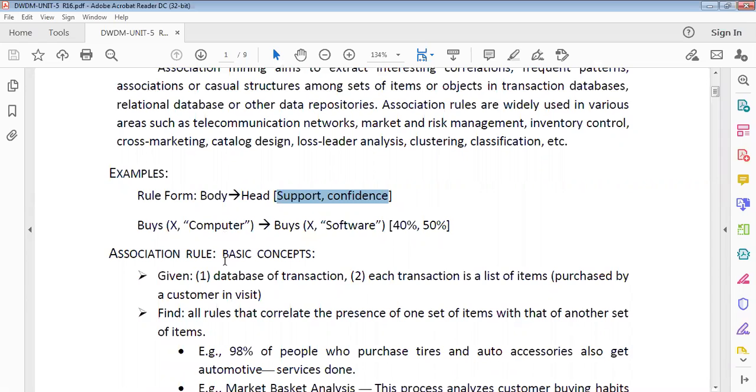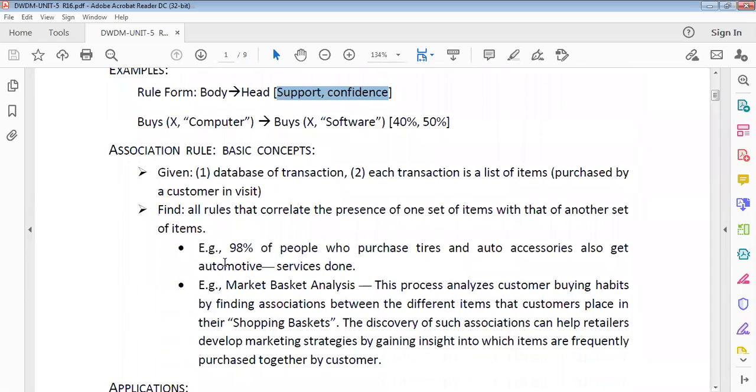What are the association rules or basic concepts? Here, first, in association rules, we represent the database of transactions. Each transaction is a list of items, and we find all rules that correlate the presence of one set of items with that of another set of items. Example: 98% of the people who purchase tires and auto accessories also get automotive services done. So it is completely based on market basket analysis.